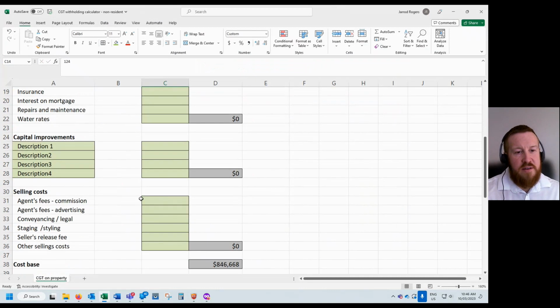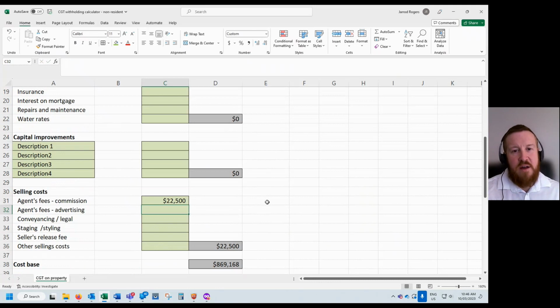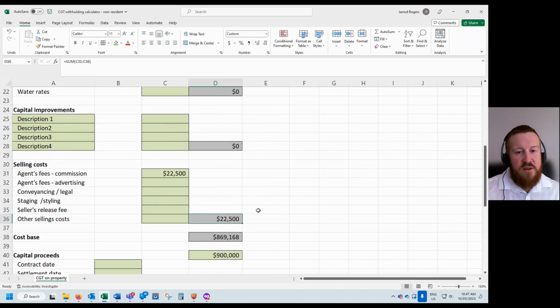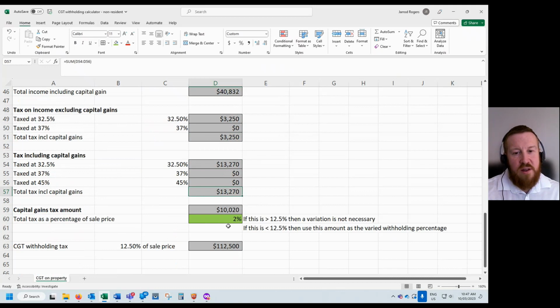And when you sell a property, you can normally expect your total cost to be something like 2.5% of the sale price. So look what's happened to our $100,000 capital gain. Yes, the property's gone up by $100,000, but when you factor in $46,000 of purchase cost and $22,000 of sale cost, the capital gain is actually much lower. It's only $30,000 and the bill's much smaller. So the amount of tax you'll pay is only 2% of the sale price.